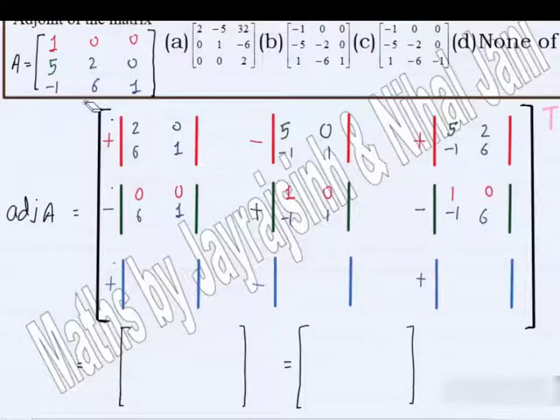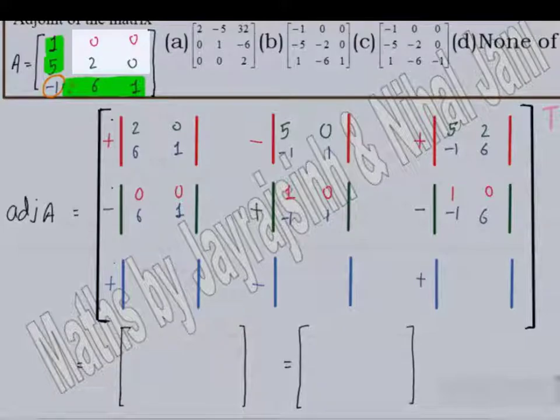Now we should move to the third row. The first element, in the third row, first column, its cofactor will be 0, 0 and 2, 0.